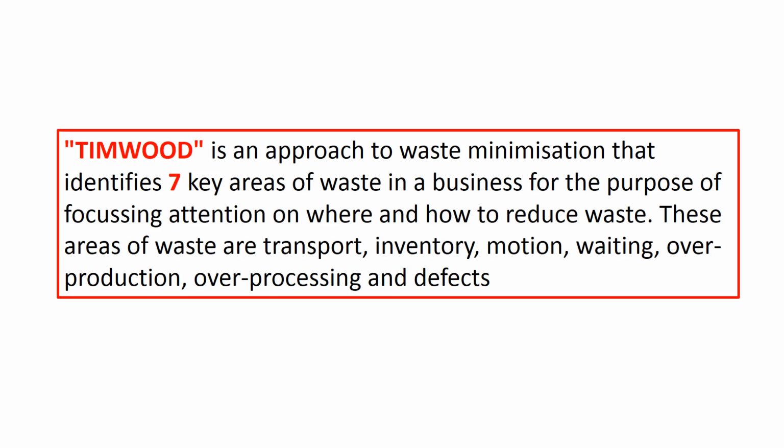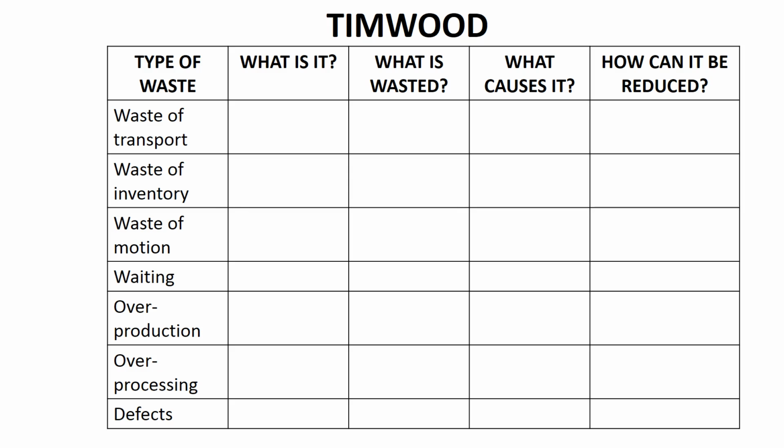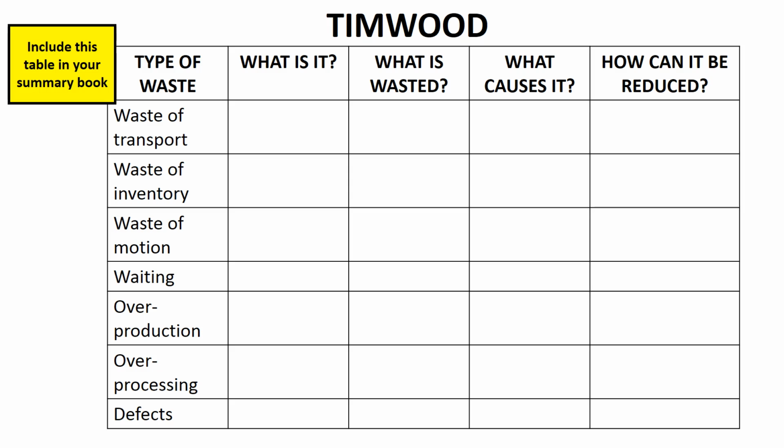Look down the left-hand side of your vocabulary sheets, find the term TIMWOOD and write this definition in there. You'll see that I have left some space for you to describe each of these 7 areas of waste, and you'll be able to fill in these descriptions when I describe them for you in a moment. Now, turn to your summary books and include this table in your summary books.